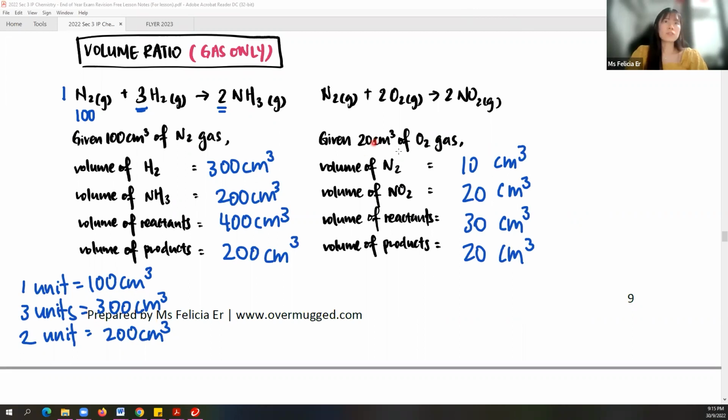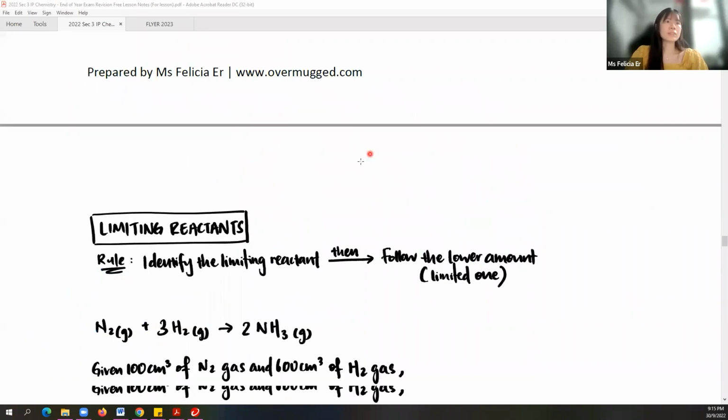Yeah, because 20 cm cube is 2 units. So 2 units is 20. That's why 1 unit will be 10 and so on. Okay, so let's move on to the next question.